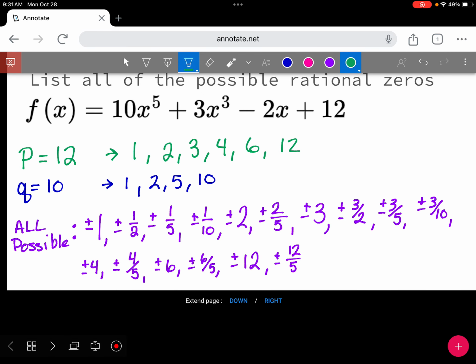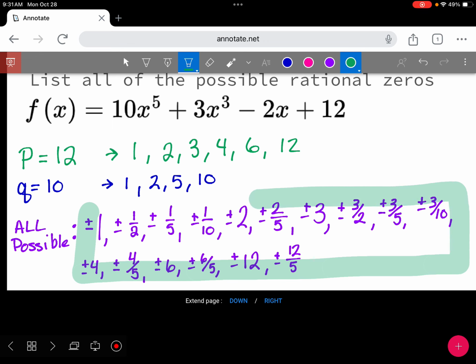So this is our list of all possible rational roots. So it is a big list. Sometimes these lists get real long. But even still, with a list this long, this is less than all real numbers. This is taking the list of all possible real numbers and saying it's limited to this. It's not perfect, but it's less.